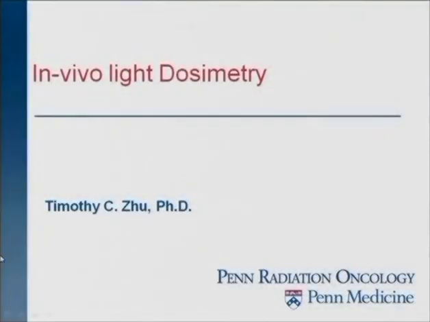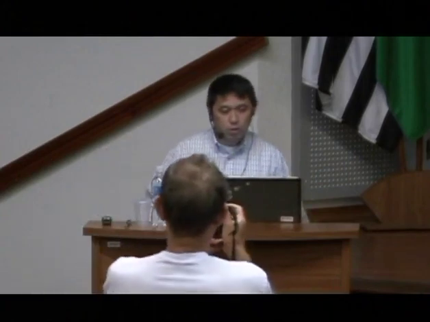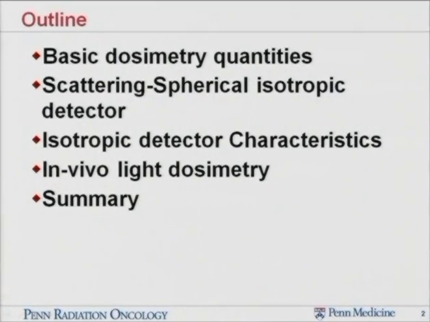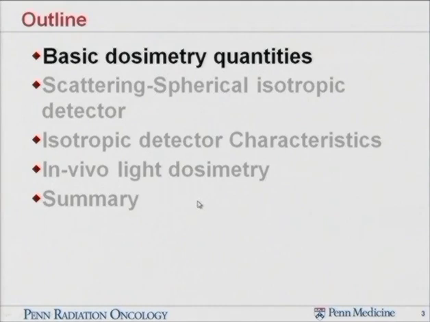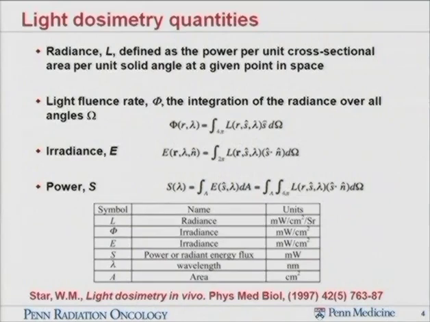So what I'm going to talk about today is an old topic on in vivo light dosimetry. The reason I picked this topic is because it's very important for photodynamic therapy, especially in clinic settings. So I'm going to go over some basic quantities that are going to be measured, and talk about the scattering sphere-based isotropic detector and the detector characteristics, including the correction factors that one has to take into account. And then I'll give some examples of in vivo light dosimetry and make a comparison between the measurements versus the calculations. So the first thing is the basic dosimetry quantities that are being used for light dosimetry.